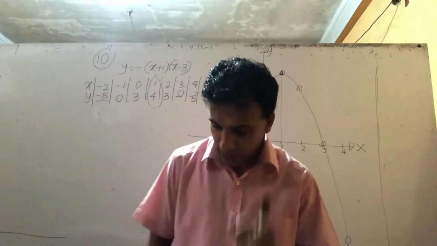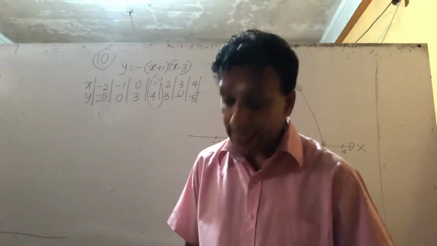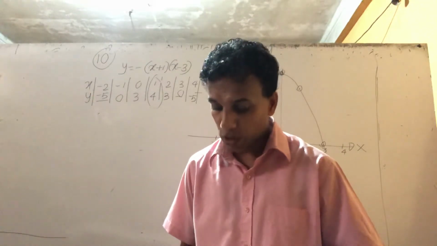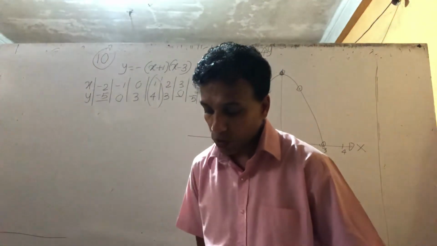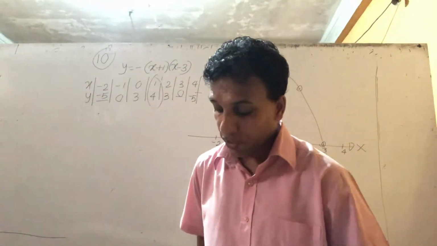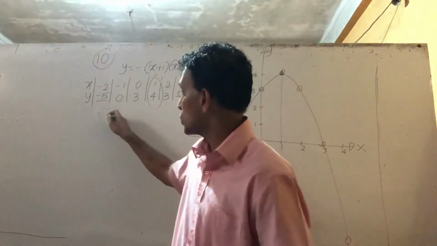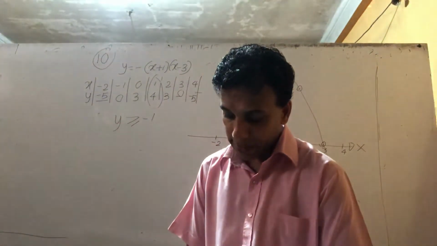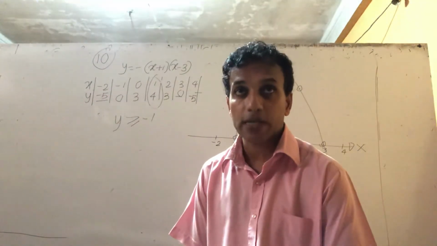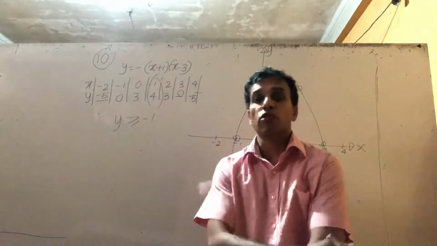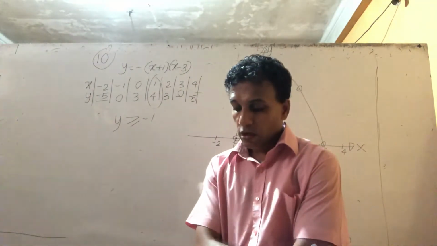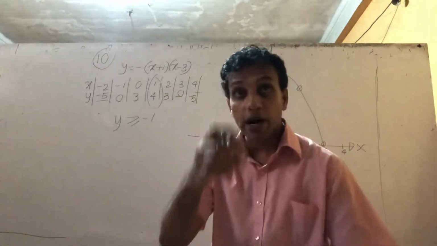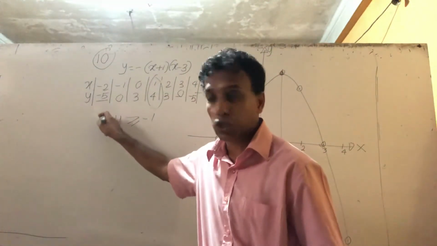Okay, see the next part, that book question. Write down the interval of values of x for which y is greater than or equal to minus 1. This is part 5 of that textbook question.